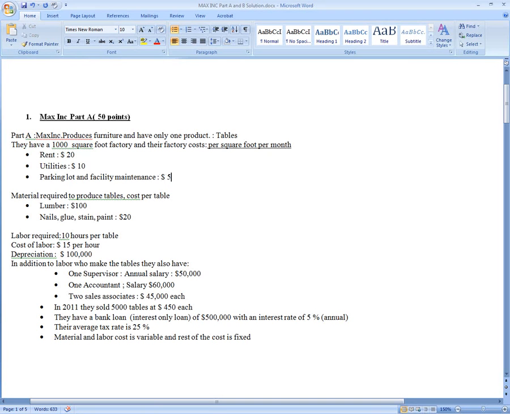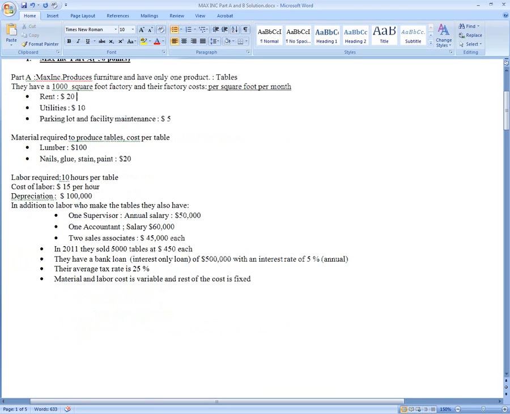So in order to know the annual cost, you would take $20 multiplied by 12, because there are 12 months, and then you multiply by the number of square feet you are using, which is 1,000. Do the same thing with the other ones.